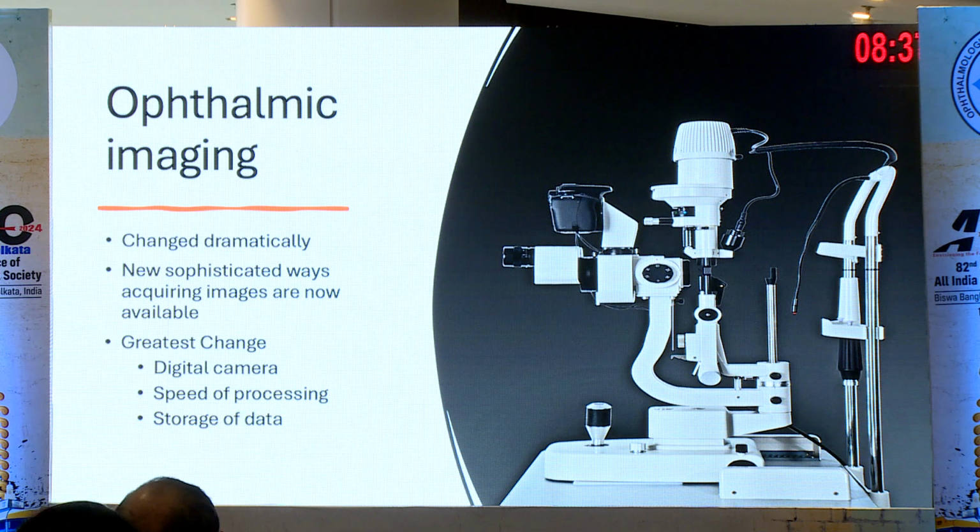Ophthalmic imaging has changed dramatically in recent past. New sophisticated ways of acquiring images are now available with us, and this change has been possible because of the newer digital cameras coming in, the increase in the speed of processing, and more space available for storage of data both locally and over the net.